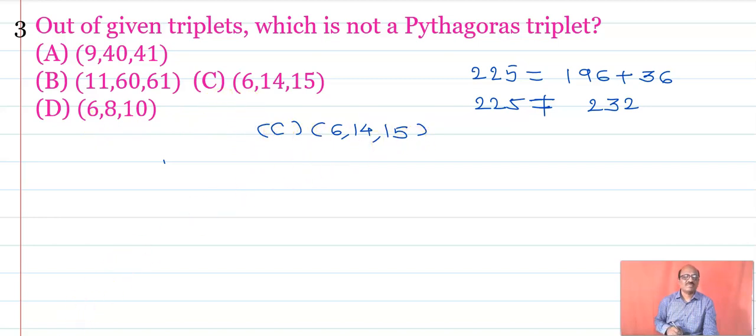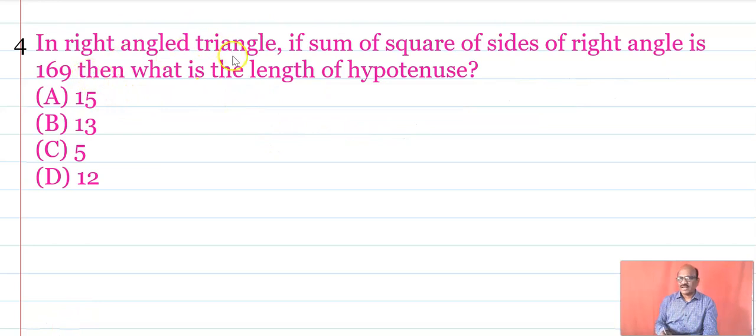Next question. In a right angle triangle, if the sum of the squares of the sides of the right angle is 169, then what is the length of the hypotenuse? The length of the hypotenuse is the square root of 169, and that is 13.